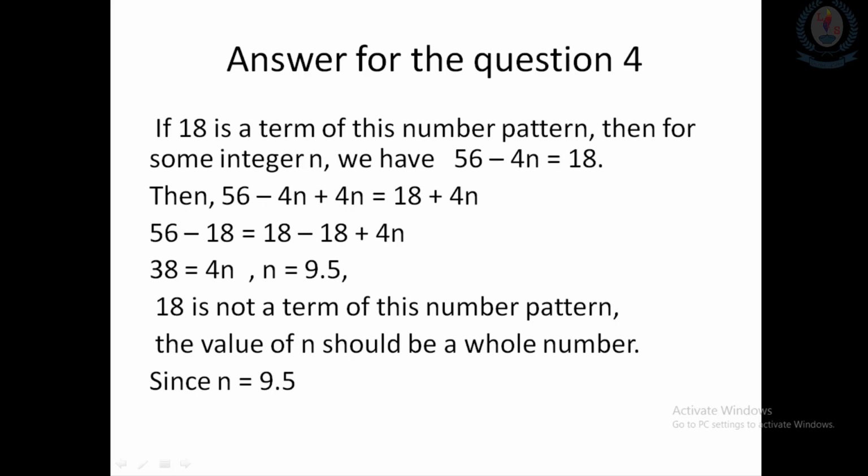Answer for question number 4. If 18 is a term of this number pattern, then for some integer n, we have 56 minus 4n equal to 18, Tn equals 18. Then 56 minus 4n plus 4n equals 18 plus 4n. I cancel minus 4n. 56 equals 18 plus 4n. I want to cancel 18, so I subtract 18 from both sides. 56 minus 18, 18 minus 18 plus 4n. 38 equals 4n. n equals 9.5. So there is no 9.5th term. So 18 is not a term of this number pattern. The value of n should be a whole number, since n equals 9.5.